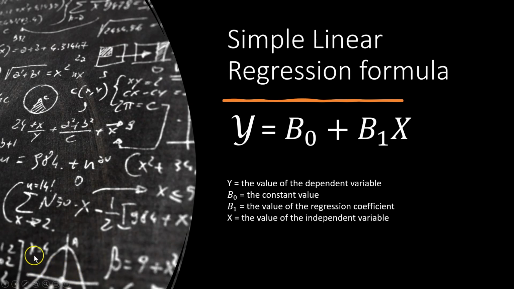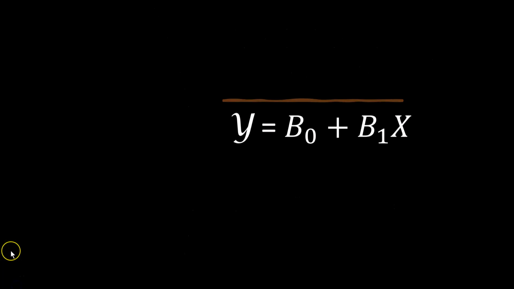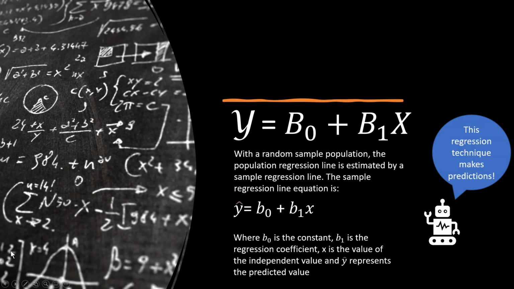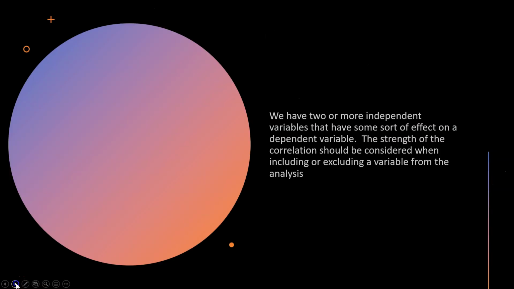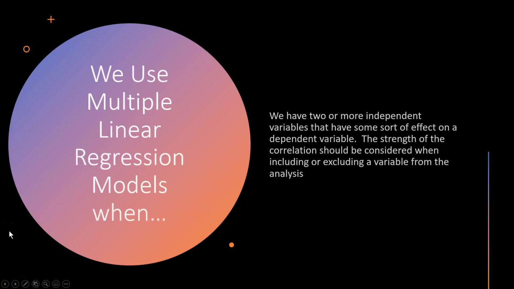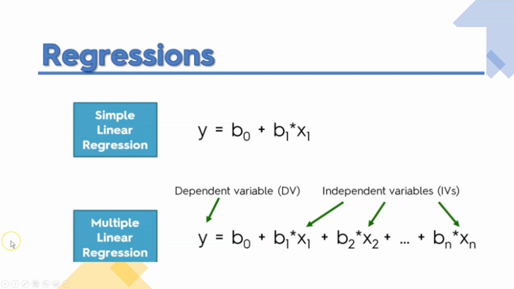We also have the line equation. As you can see, y equals B0 plus B1 of X. And this is also represented in the sample regression line, as you can see, y hat. B0 is the constant, B1 is the regression coefficient. And we use the multiple linear regression models when we have two or more independent variables having some sort of impact on the dependent variable.